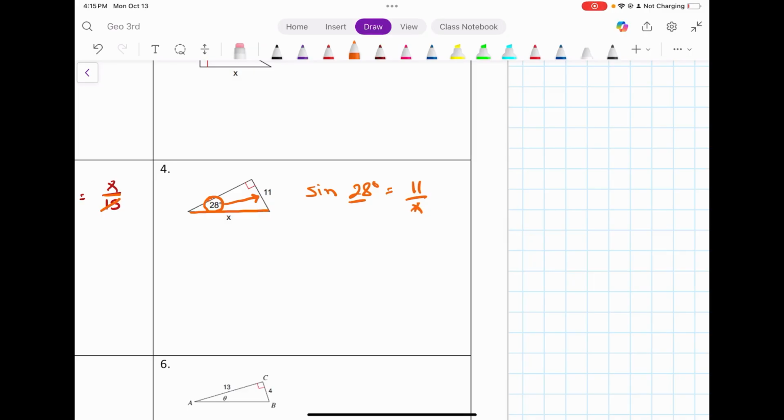Now this one's slightly different because now we have the x on the bottom. Anytime we have the x on the bottom, we can use this shortcut. We can simply switch the sine of 28 and the x. And we have now that x is equal to 11 divided by the sine of 28. Once we type that in, that tells us our side length.